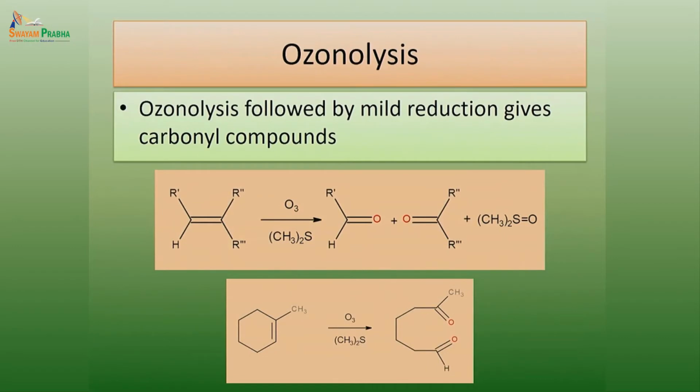Ozonolysis is the next reaction we can see. Aldehydes and ketones can be produced by the breakage of a double bond. The ozonolysis of this double bond leads to two carbonyl compounds. And if it is a cyclic one, we end up with one compound having two carbonyl units.